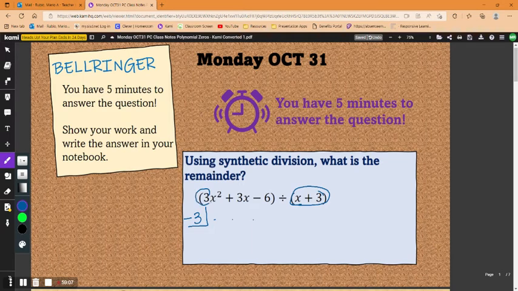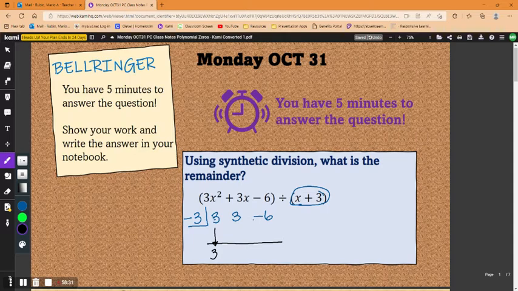The next thing we're going to do is grab these coefficients, the positive 3 and the negative 6, and we're going to bring them down and write them right over here in this box. So we're going to write 3, 3, and negative 6. Okay, great. The next thing we're going to do is, remember, we draw our line, and then we're going to bring the first coefficient down. This is just the rule that we need to follow in order to use synthetic division.